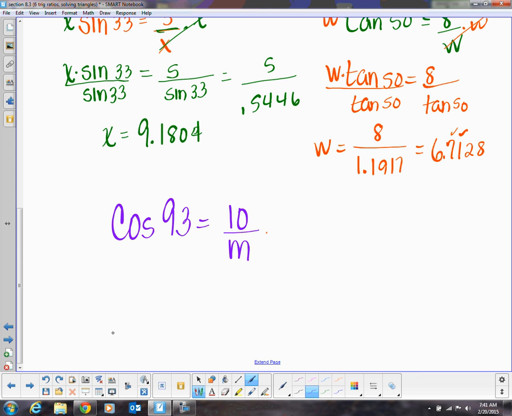Okay, so where are you? Okay, so you have to get rid of this denominator first. It's being divided, so you multiply. Okay? Now these are being multiplied, so you're going to have to divide by this to get m by itself. And when you divide by this, you divide that side by that also.